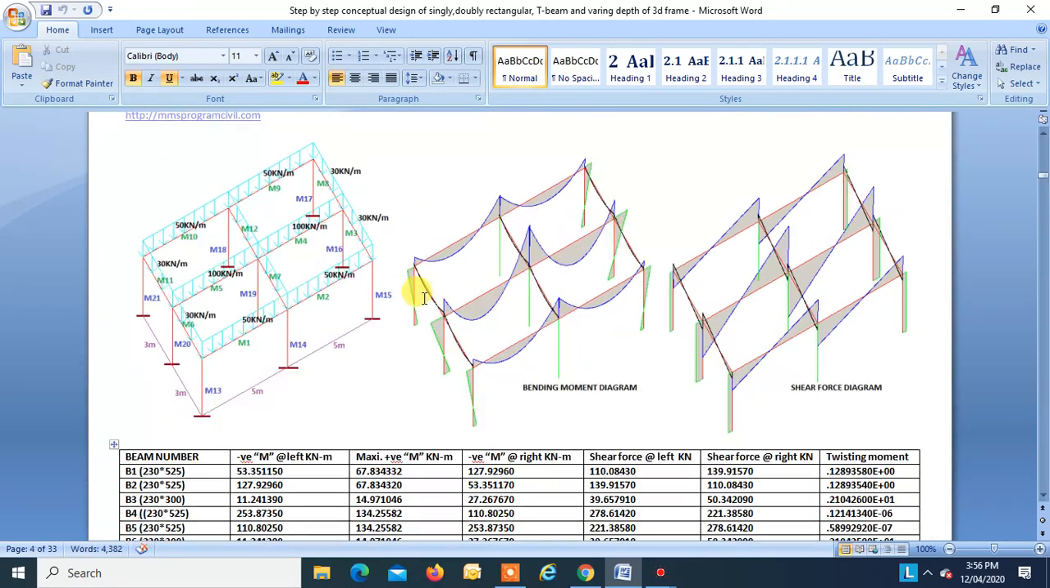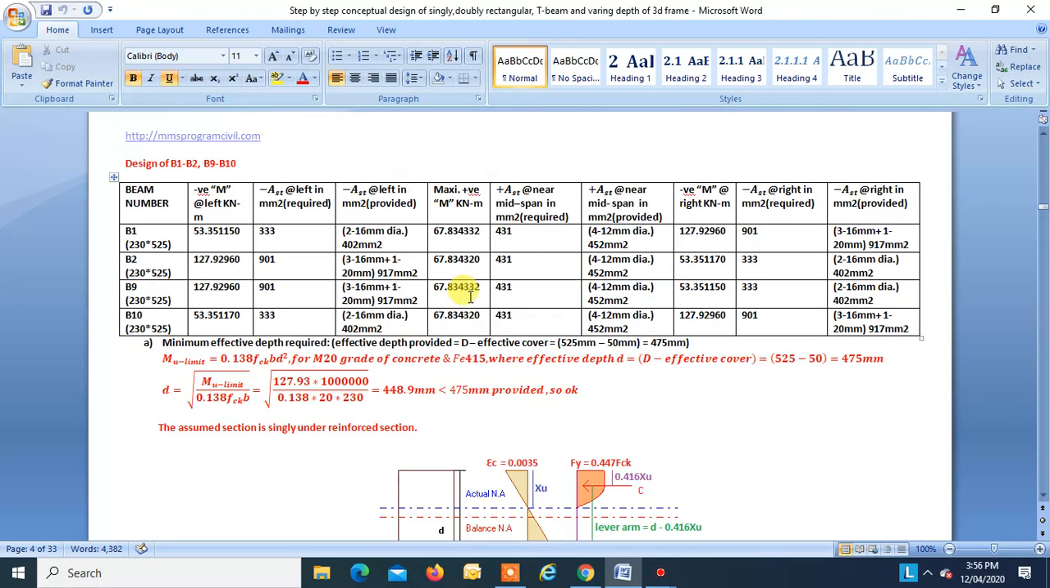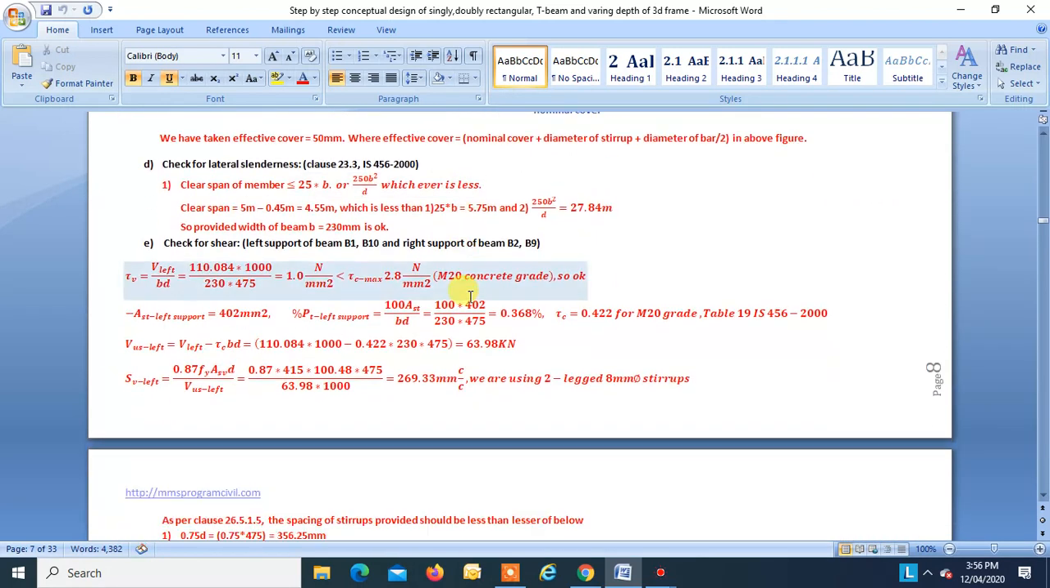Oh yeah, this is B5, this is B4. This moment is found to be greater than Mu limit. So this section and this section, this area of beam and this area of beam, has to be designed as a doubly reinforced section, right? This will be designed as a singly under reinforced section, right? Because the design moment is found to be less than Mu limit. Okay, so let us first try to understand how we design a doubly reinforced section.